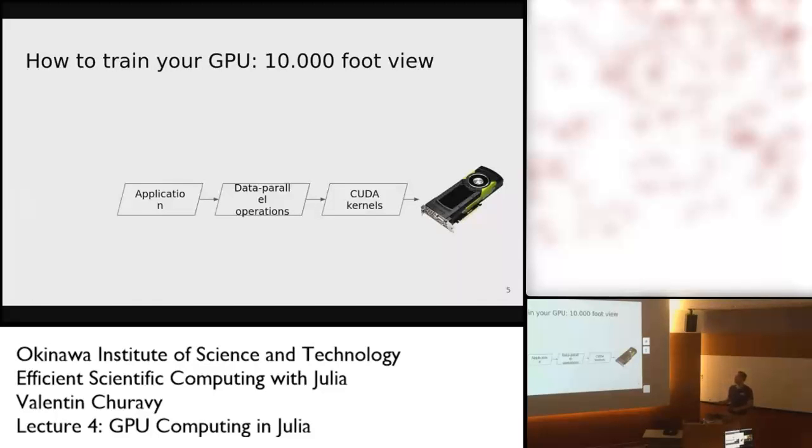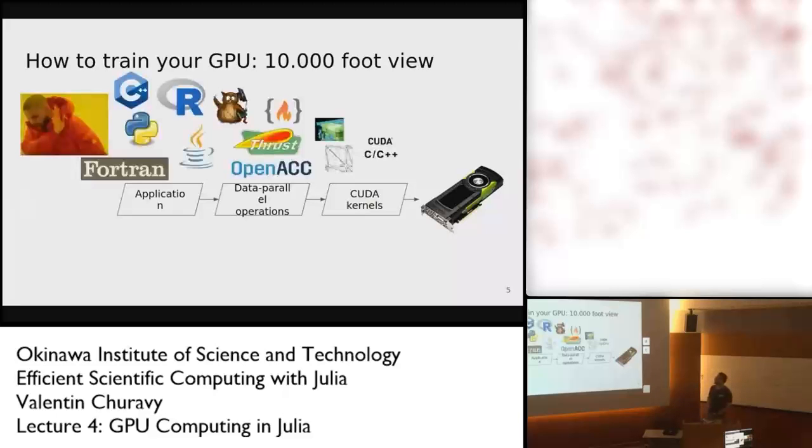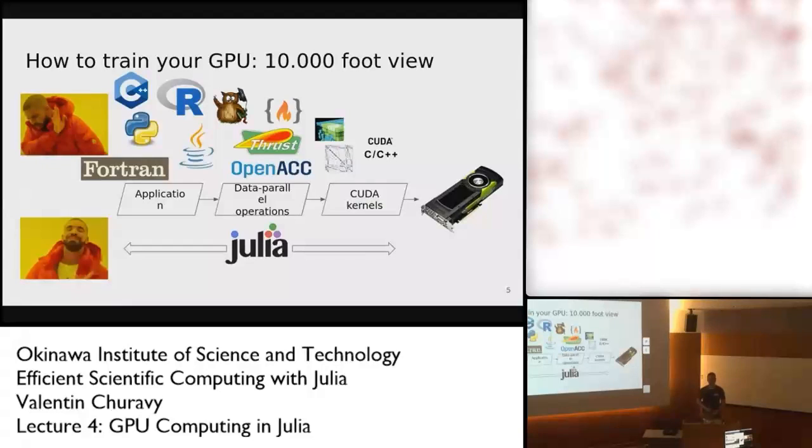The goal is basically to say, okay, we're going to have an application and we want to perform some parallel operations. And for that, we do need to have CUDA kernels, which are programs that execute on the GPU. Traditionally speaking, you have your application in something like Fortran, Python, C++, R, Java, and then you have libraries that make it easy to write data parallel operations, OpenACC, Thrust, PyTorch, and then you have a low-level language, C or C++, to write CUDA kernels. What we are proposing is, why not just use Julia for all of this?